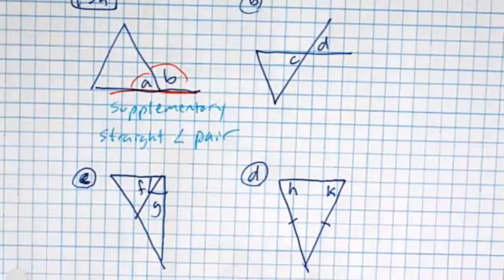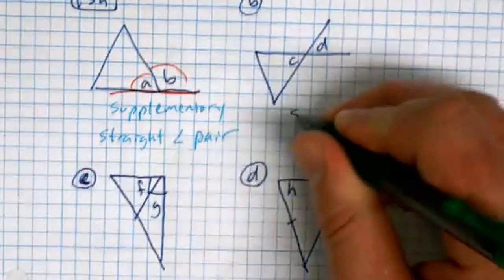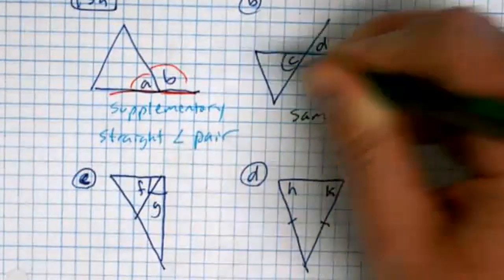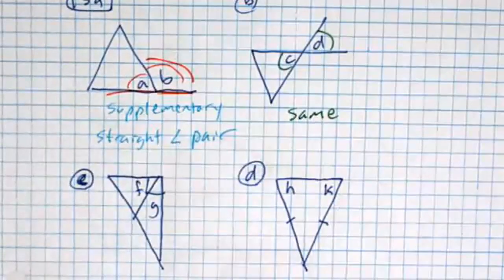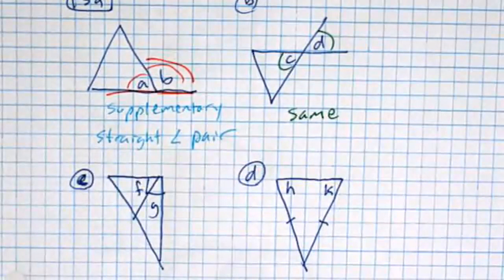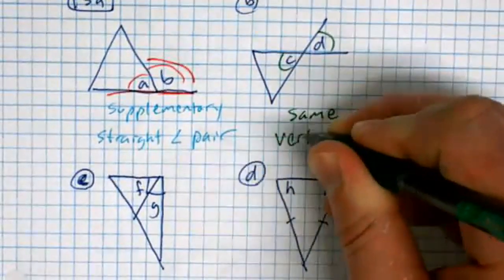What can we say about C and D? They're the same, yeah, which means we can put ticks on them. And how do we know that C and D are the same? Because they are, finish it, you got this. Congruent means they're the same. Why are they congruent? Because they are vertical angles.